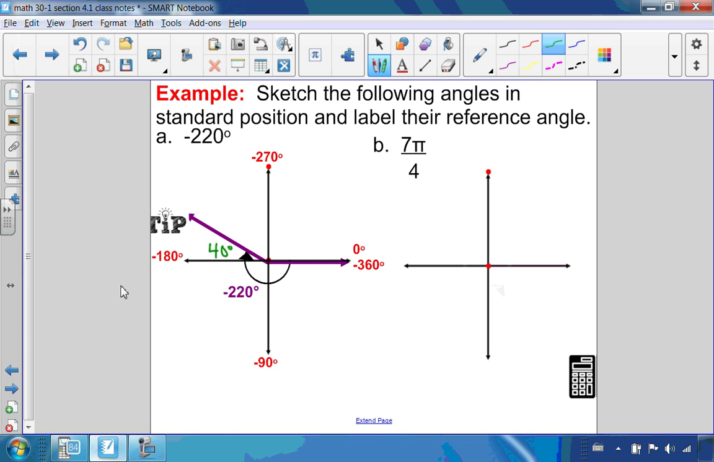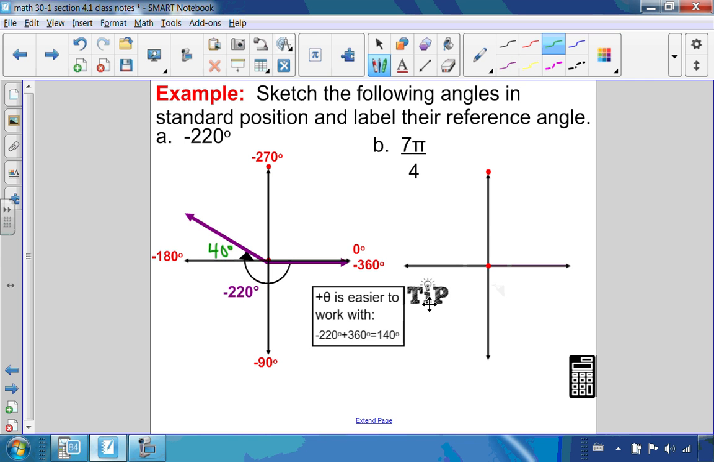Now, if you don't like to work with negative angles, my tip for you is, if it's easier to work with positive angles, you can do that as well, using again the principles of coterminal angles. So I can work with negative 220, or add on 360, I can say that this is the same as 140 degrees. So if it's 140 degrees, you know you're going to go 40 more to get to the negative x-axis, which has an angle measurement of 180 degrees. So either way would be okay.